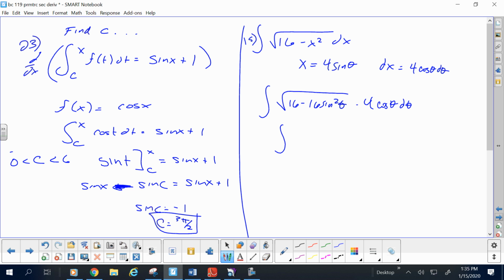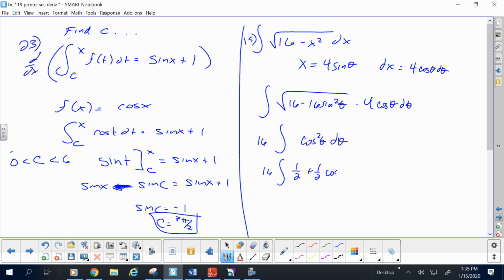Okay, let's talk constants. What's the overall constant? I get a 4 here and a 4 there, so 16. What's the overall trig when it's all said and done? Cosine squared. This is the square root of 1 minus sine squared, which is the square root of cosine squared, which is cosine, times cosine is cosine squared. Cool. There is still an issue, so I'm going to keep going. How do I integrate cosine squared?